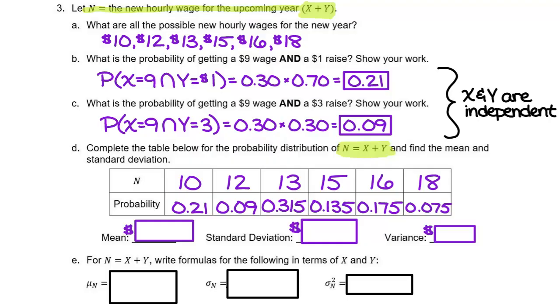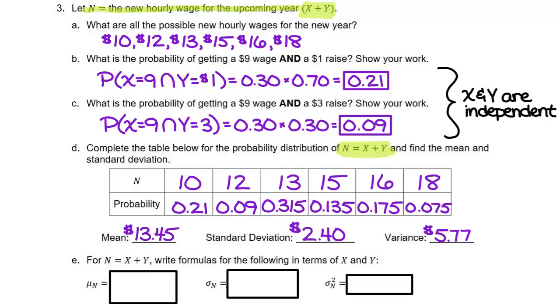What did you get as the mean for our new random variable n? Got 13.45. What'd you get for the standard deviation? 2.40. How do you get the variance again? Take the standard deviation and square it. What's the variance? About 5.77, 5.76, depending on exactly how you rounded it there.